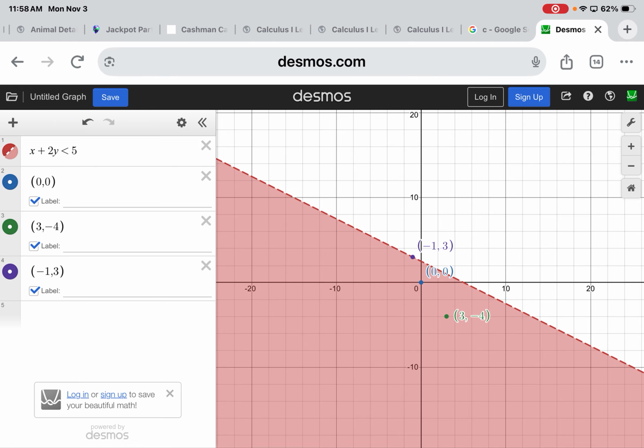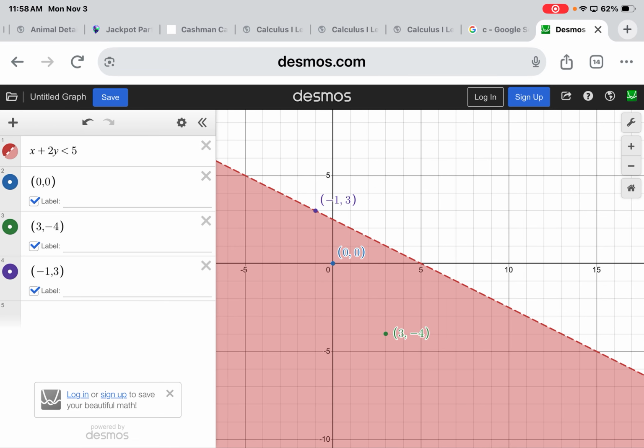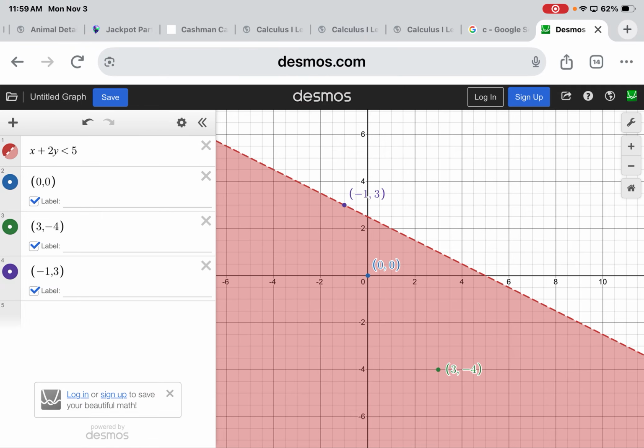Now, what happened was, if you take a look, do you see how the 0, 0 point, which on mine is in blue, is in the shaded region? So that means it's in the solution set, okay? See how the green one, 3, -4, we got a yes? See how it's in the shaded region? Let's look at -1, 3. -1, 3 is its unique case. Do you see how it touches the line? If the line is dashed, like this one, that means that any point that's on the line doesn't count. So that's why that one became a no.